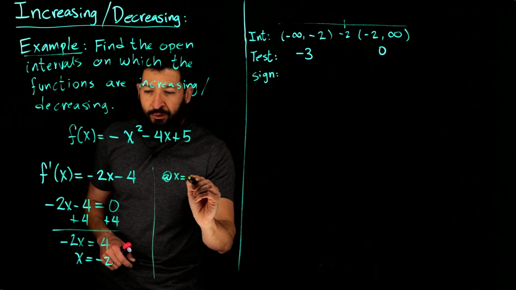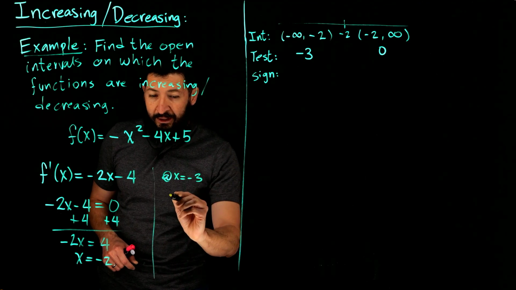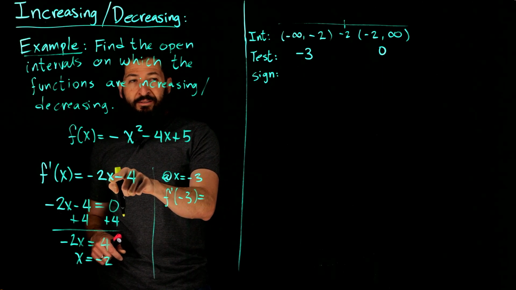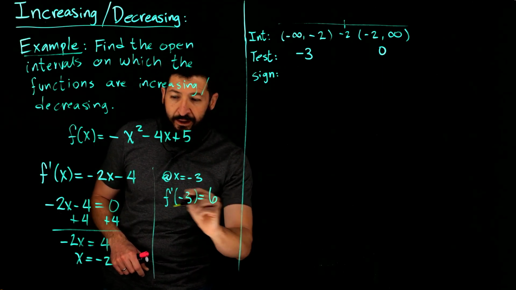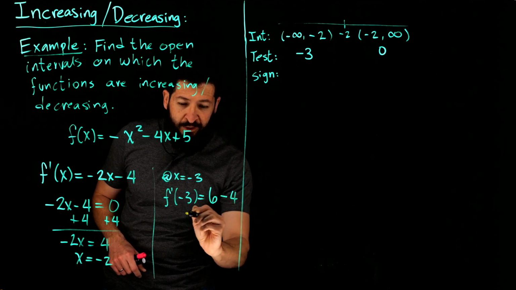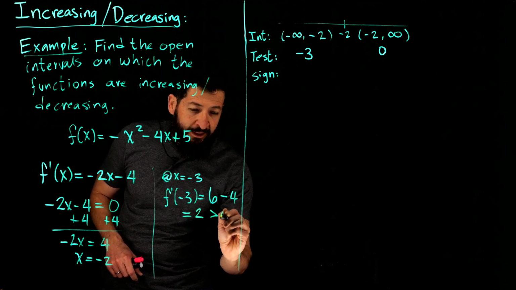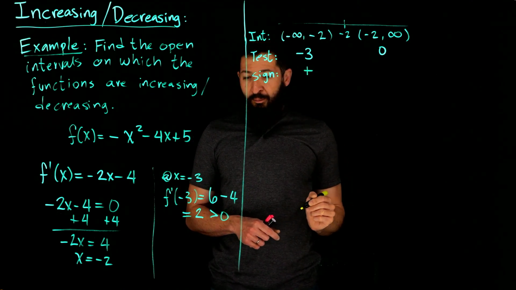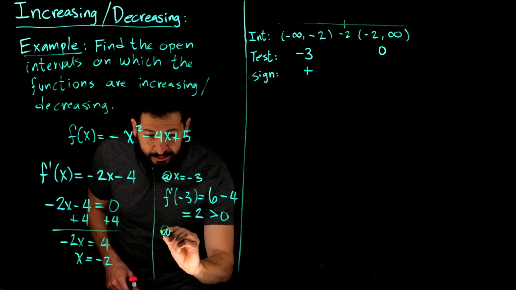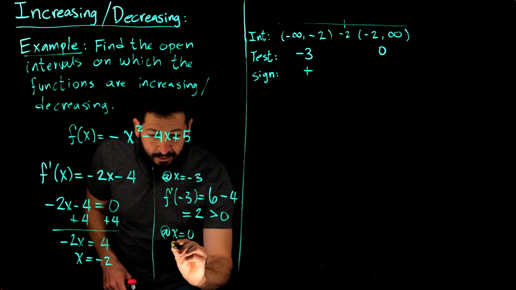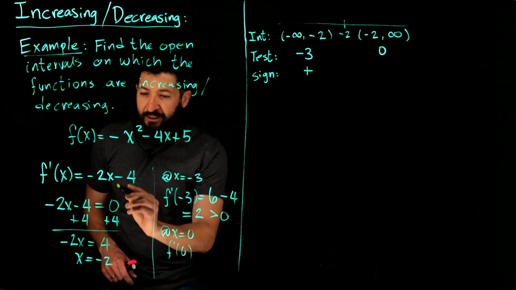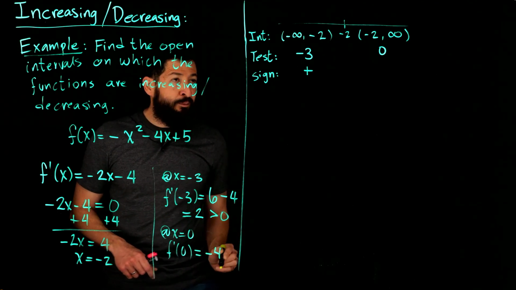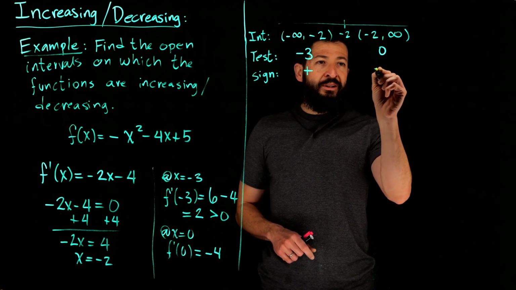So at x equals negative 3, my derivative is going to be equal to negative 2 times negative 3, which is positive 6, minus 4 is positive 2. I really do not care about what number we get. All I care about is the sign. I get a positive sign there. So at x equals 0, the derivative at 0, you can see you get negative 2 times 0, 0, minus 4 is going to be negative 4. As I said before, we don't care about the value, we care about the sign.